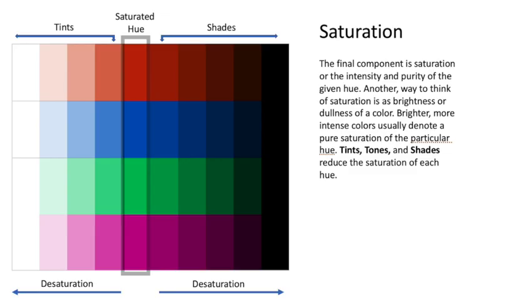The final component of color is saturation, or the intensity and purity of the given hue. Another way to think of saturation is as brightness or dullness of a color. Brighter, more intense colors usually denote a pure saturation of the hue. Tints, tones, and shades will inherently desaturate the pure hue.